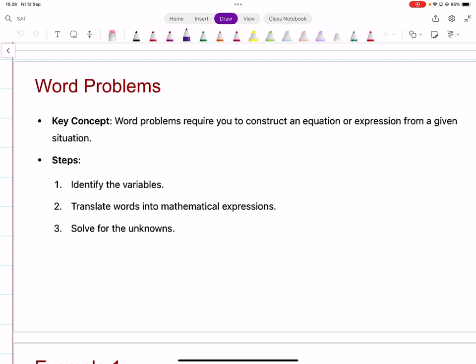Now, how do you do that? There are a couple of steps that you need to keep in mind. You have to identify the different variables that they're using in the given question, and then convert that statement into a mathematical form, right? Make an equation using that. And then you solve for those unknowns, whatever the variables are, you try to find the values of those variables.